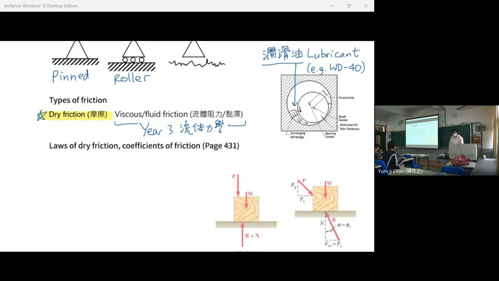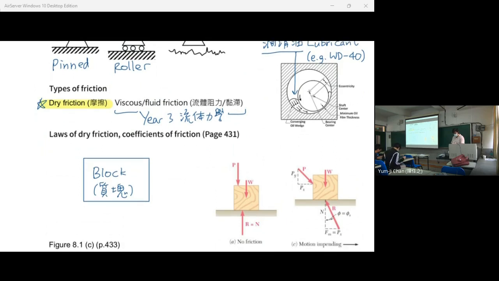we draw the free body diagram of a mass block here. For a mass block here, let's say it is put on a floor with friction.